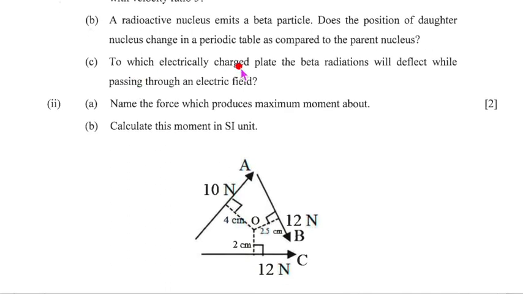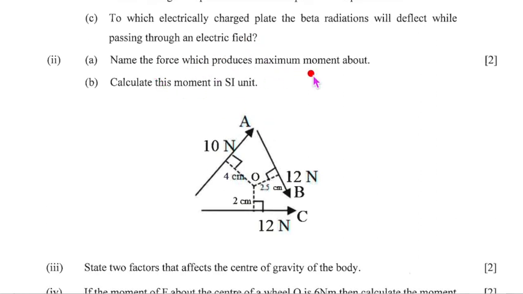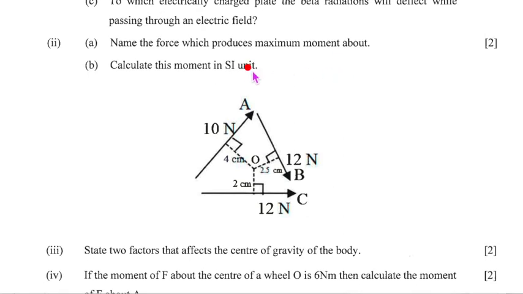So to which electrically charged plate beta particles will deflect? Beta particles have negative charge and they will deflect to the positive plate, and that is what happens when it's passing through the electric field. Now name the force that produces maximum moment about. Now this, it's a diagram based question.